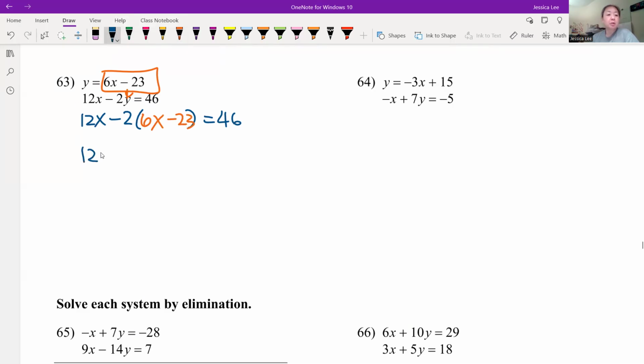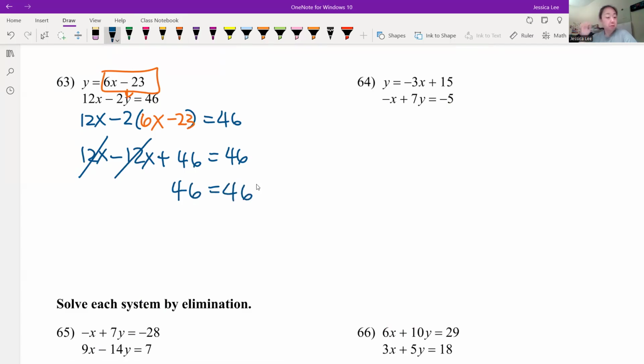And again, we're going to just be like 12x minus 2 times 6 is going to be 12x. 2 times negative 23 is going to be plus 46, is equal to 46. 12x minus 12x, ooh, that's 0. That cancels out, and all I have left is 46 is equal to 46. Remember what happens when that happens? 46 is equal to 46. That is true, which means that we have infinite solutions.